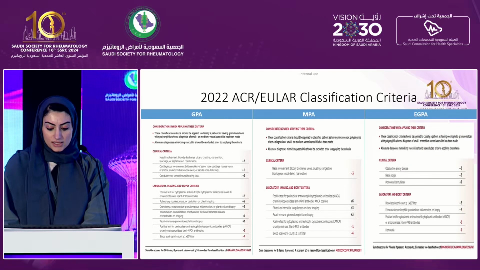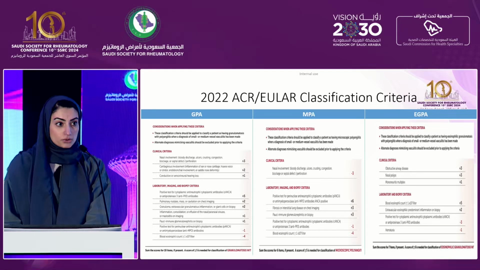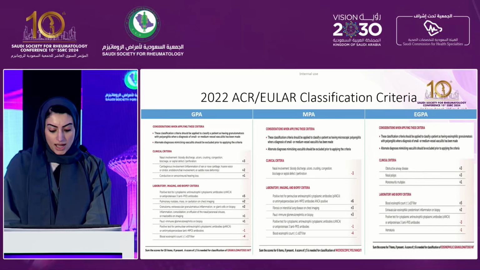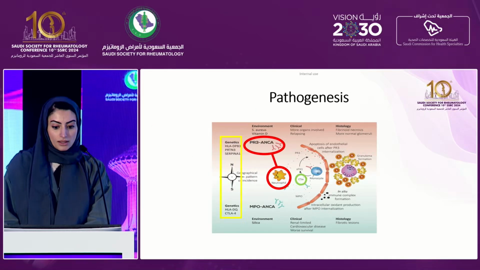The latest classification criteria is the 2022 ACR-EULAR classification criteria for the three main types. An alternative diagnosis should be excluded prior to applying the criteria. Each criteria includes clinical and workup points. The summation of scores indicates the classification of the disease.